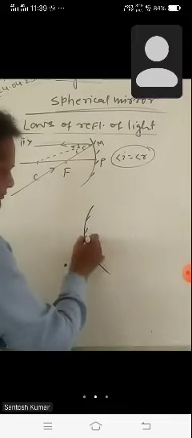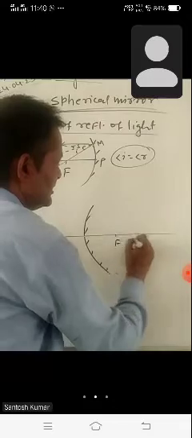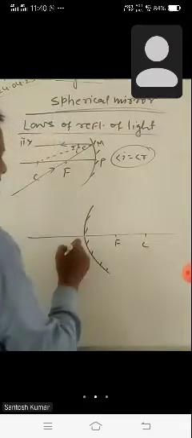Okay. For the convex mirror, when you join the line, this is F, this is P.